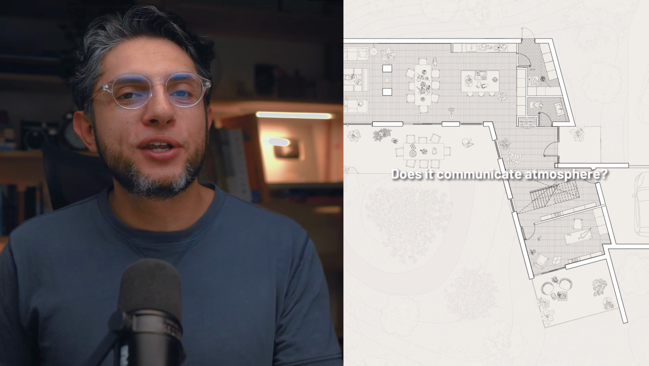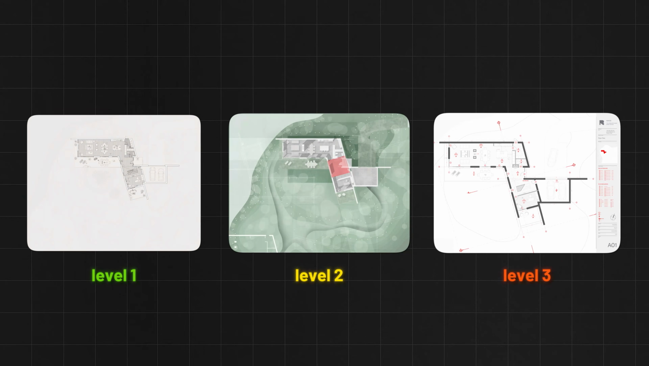But it still leaves one big question unanswered. Does it communicate atmosphere? Does it feel like a place? So level 2 is the upgrade that answers the next question. Can we add atmosphere and feeling to a floor plan? This is the version you want to use when you need someone to feel the project quickly for competitions, portfolios, or social media posts. The goal is simple. We want to make the plan feel like a place while keeping it readable. And we're going to do that with depth, tone, and texture.